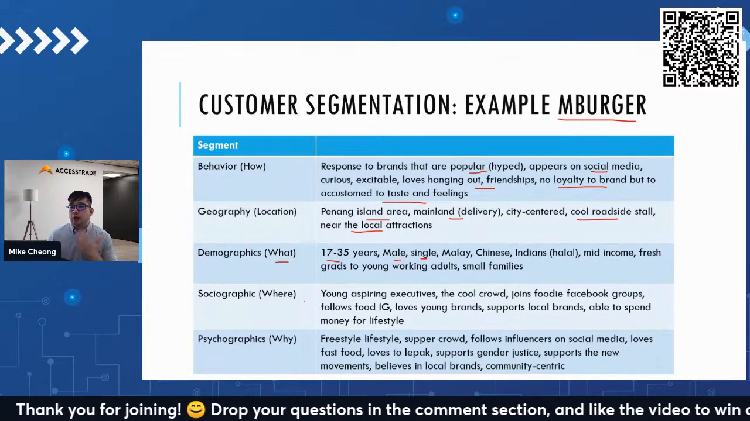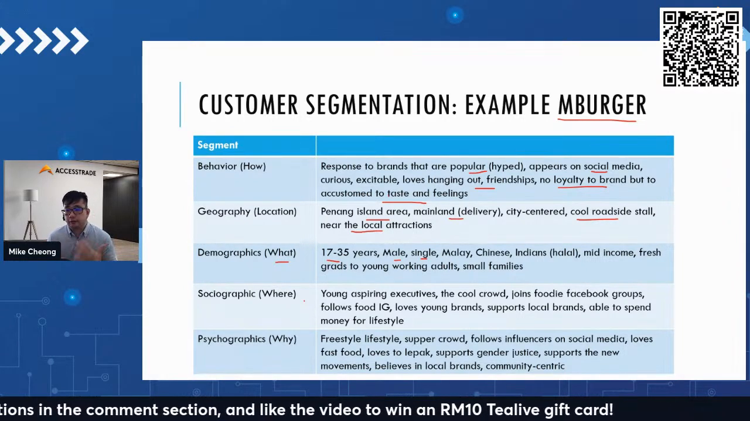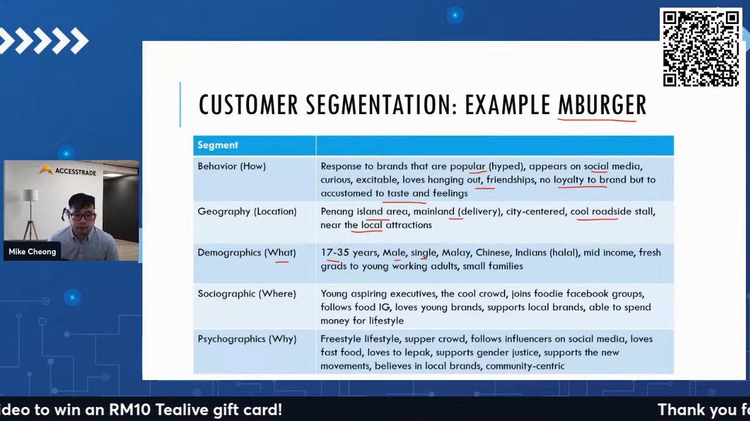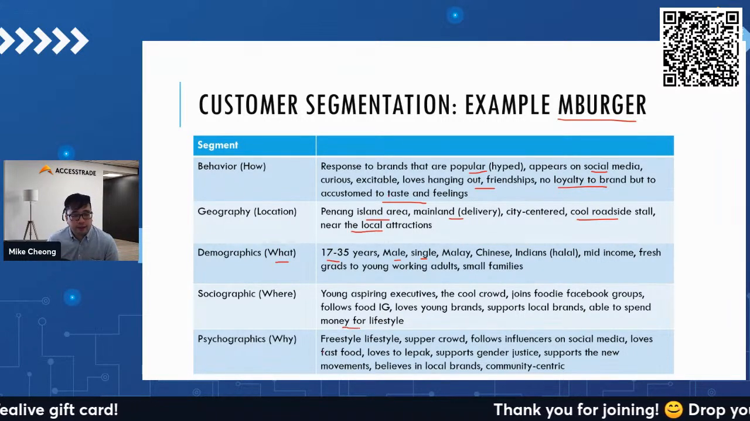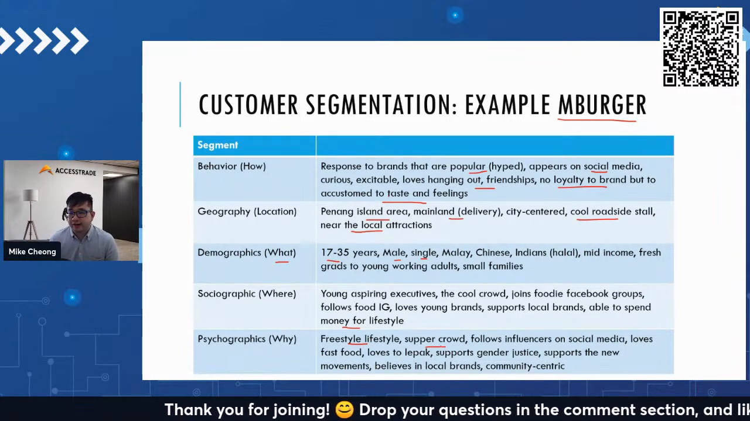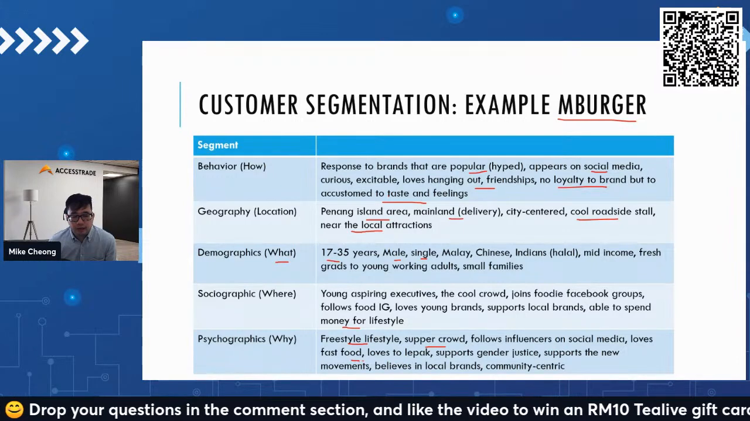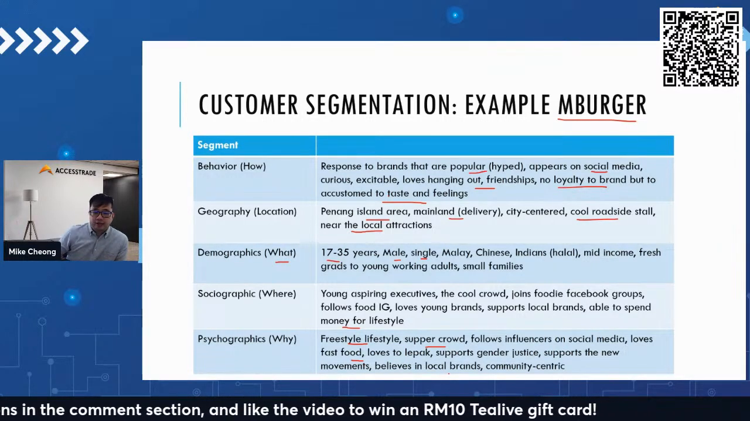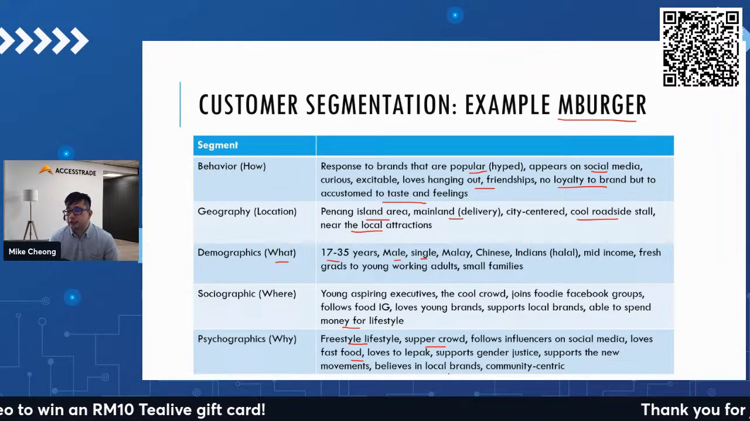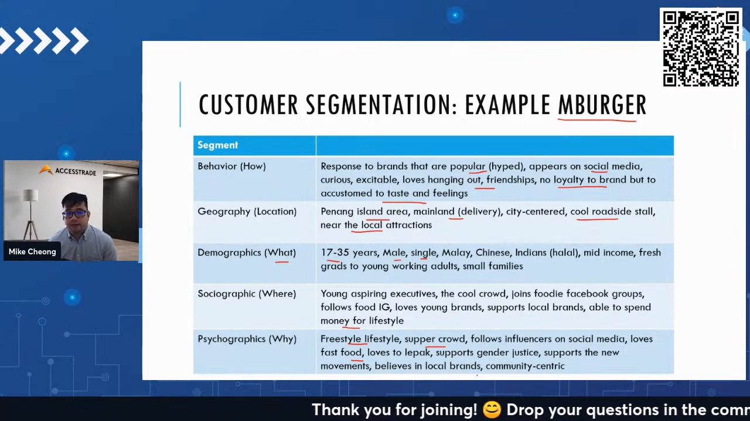If you want to see what is your audience's sociography, right? You can look at all these little telltale signs, right? These are little hints for you. And they are able to spend money for lifestyle, all right? And their psychography, so they are freestyle. They are the supper crowd. They love supper, all right? Anyone love supper here? All right, they follow influencers on social media. They love fast food, love to lepak, support gender justice, support the new movement. They believe in local brands and are community centric. All right, so this is my customer segmentation for hamburger.